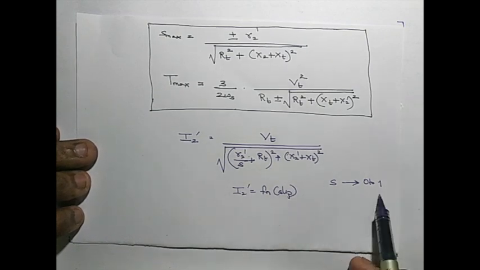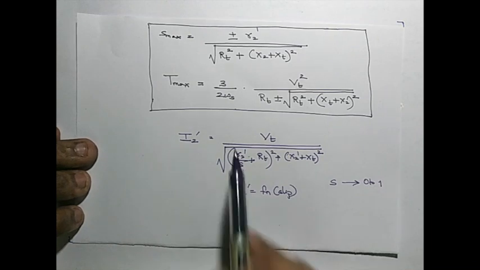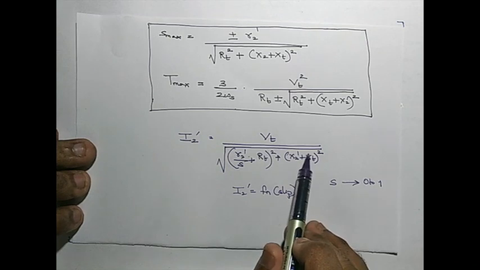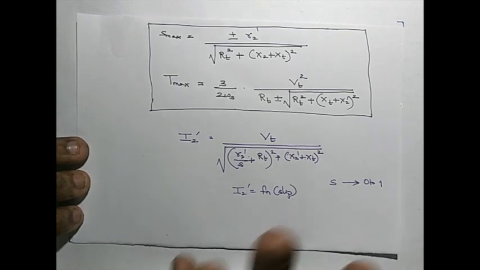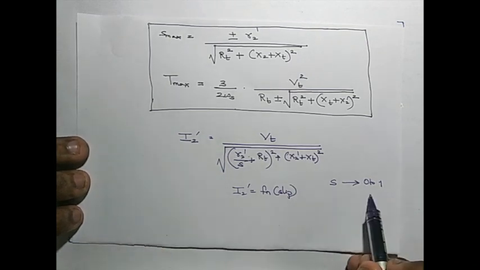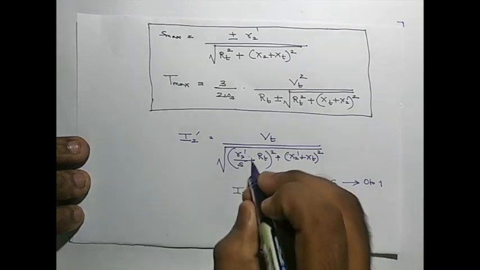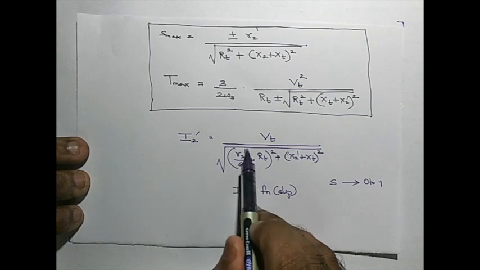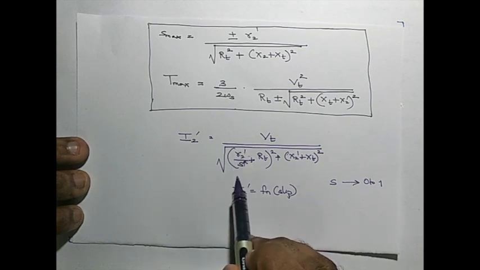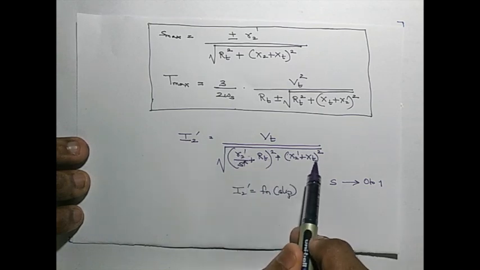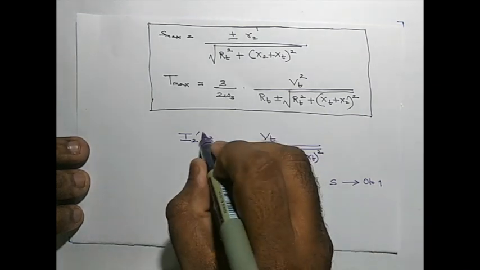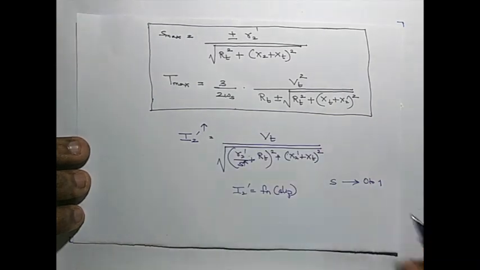As S increases, what will happen? Earlier it was close to 0. This was a very large quantity and the denominator was pretty large, so I2 would be a small value. As slip increases, what will happen? This term, R2 dash by S, will come down. Everything else remaining constant, the denominator will come down. What will happen to I2 dash? Current will continue to increase.